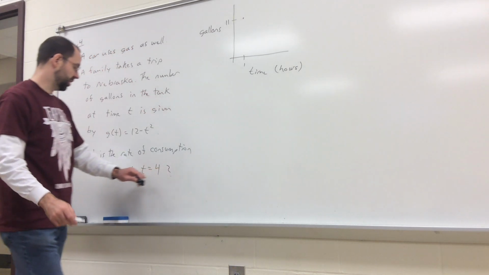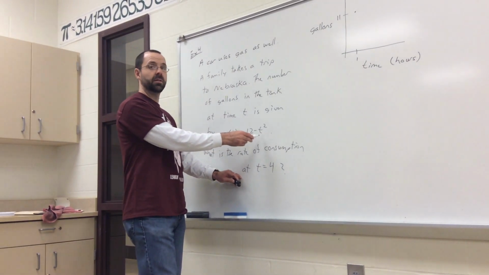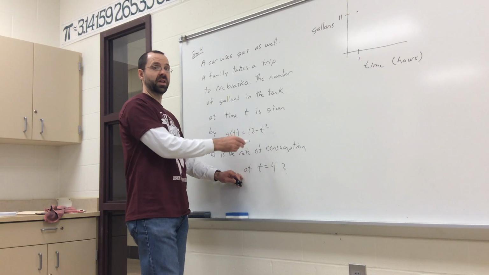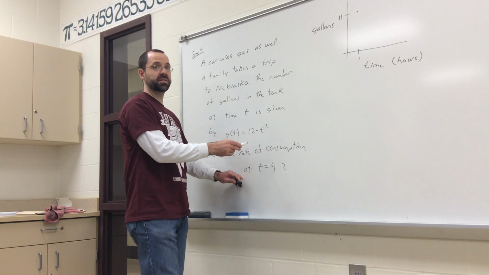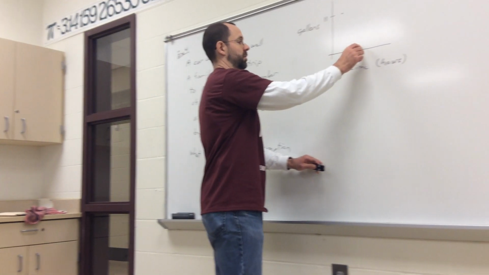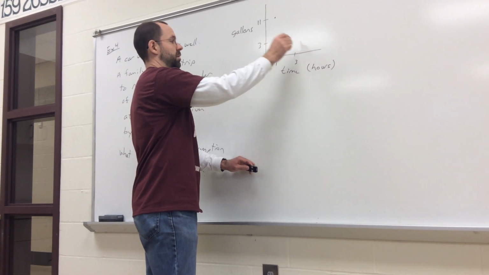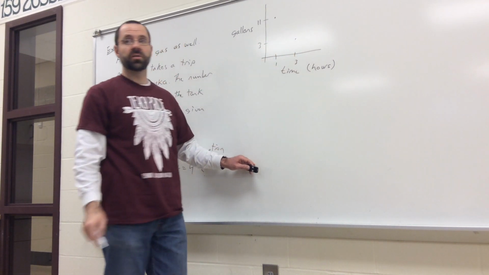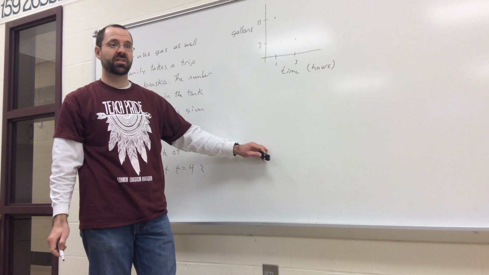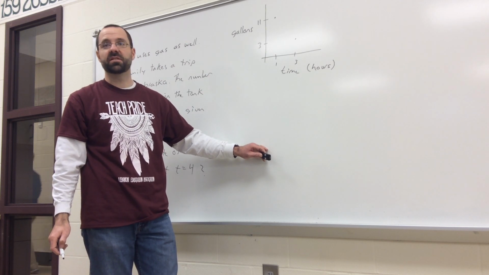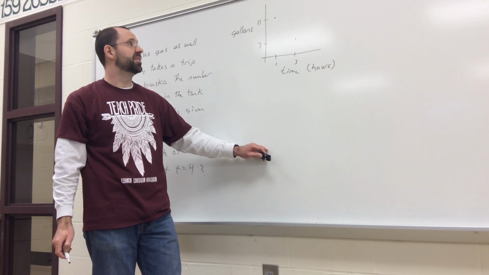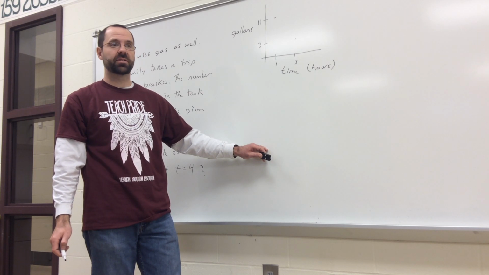And then I could plug a 3 in. 3 squared is 9. 12 minus 9 is 3. So this is quite the gas guzzler of the vehicle they're driving. Maybe it's the family camper, because it used up 8 gallons in 2 hours.